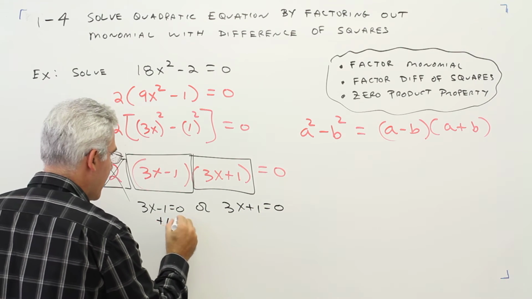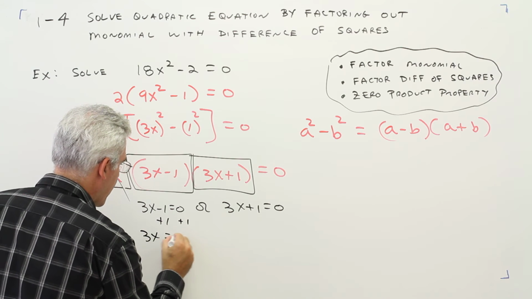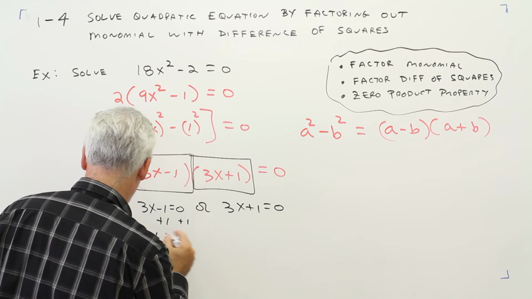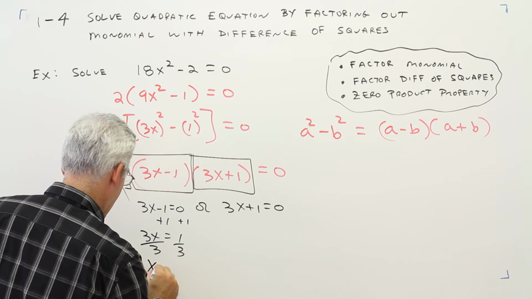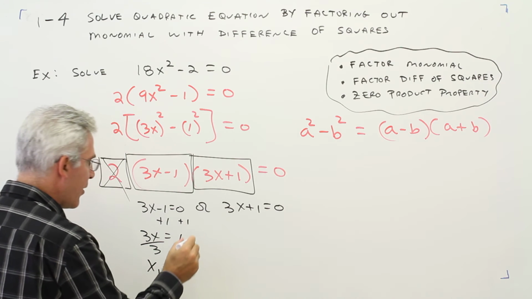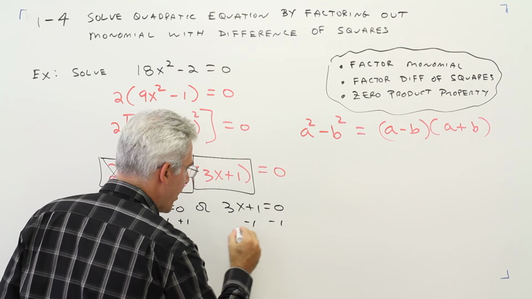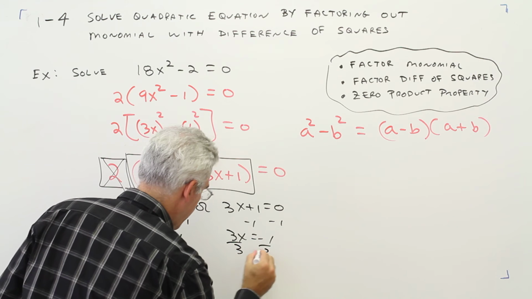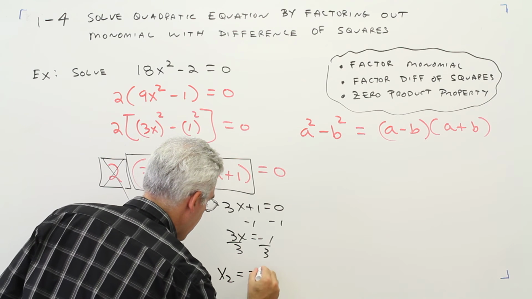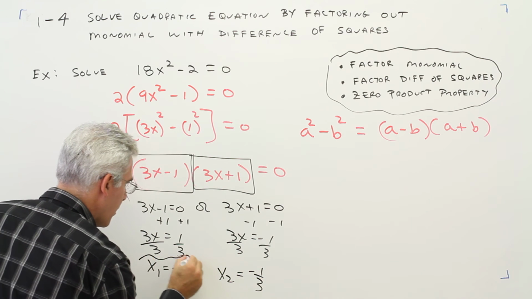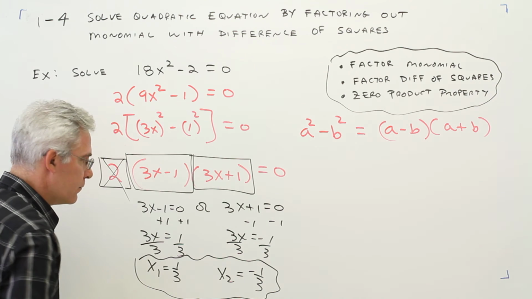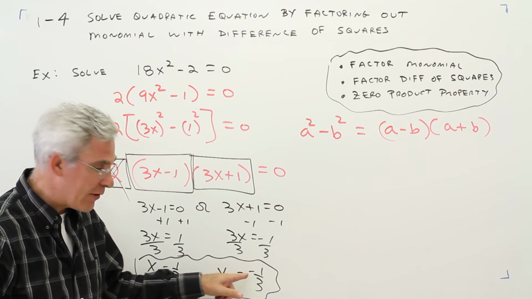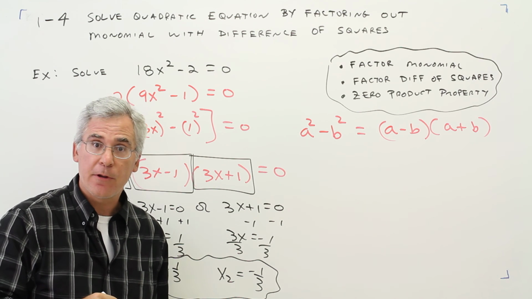Add 1, 3x equals 1, divide by 3. So let's see if I got room. x sub 1 equals 1/3. Minus 1 on both sides, divide by 3, divide by 3. So my solutions are x sub 1 is 1/3 and x sub 2 is negative 1/3.